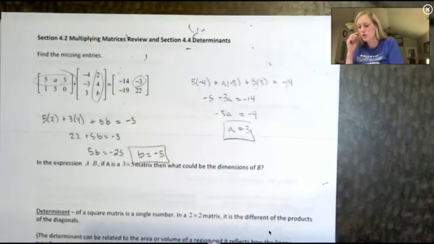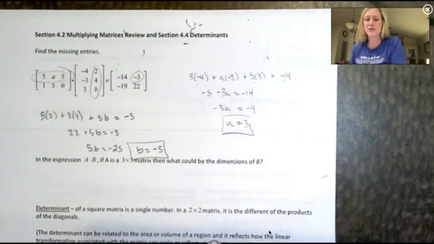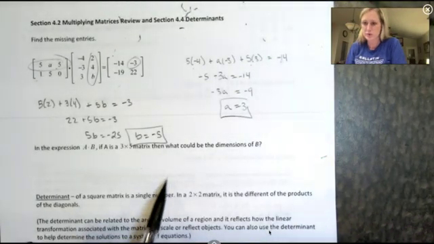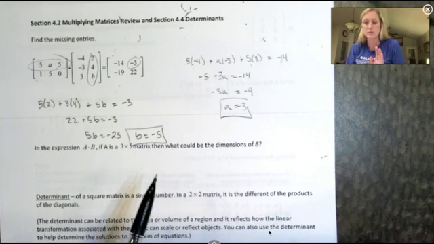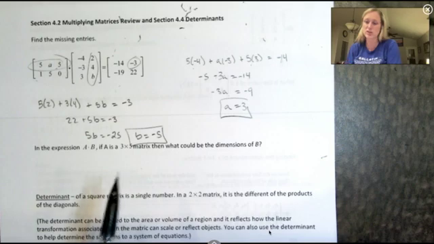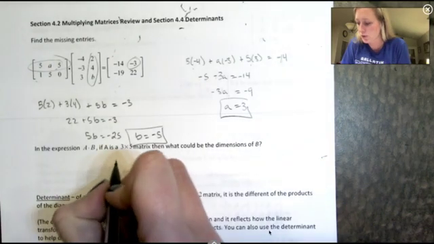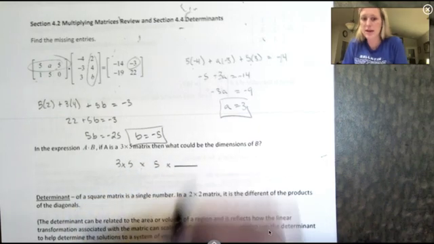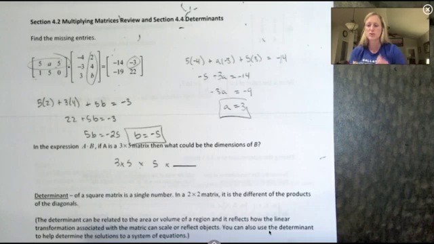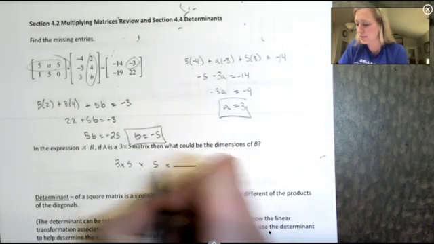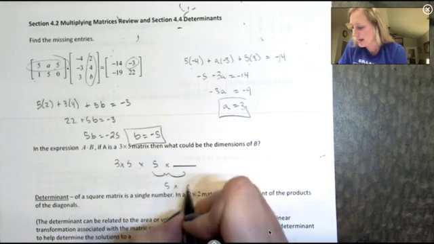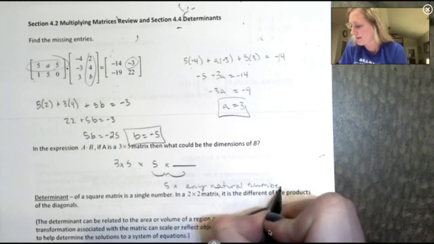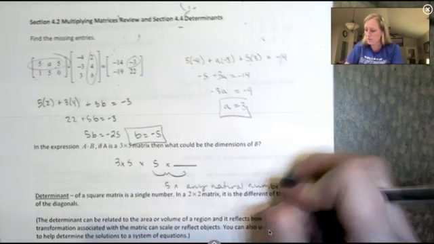Okay. Question, in this expression, if A is a 3 by 5 matrix, then what could be the dimensions of B? Remember, we can only define matrix multiplication if the number of columns in the first matrix matches the number of rows in the second matrix. So 3 by 5 can multiply by 5 by anything. And remember, matrices aren't going to have decimal fractions or negative numbers, just a natural number. So it has to be a 5 by any natural number. Natural numbers are just our counting numbers: 1, 2, 3, 4, 5, on and on. By any natural number.